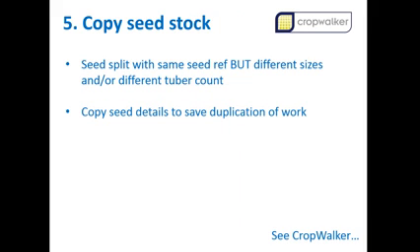So that's operator qualifications. I think the final new feature that I want to look at before I move on to reports and bug fixes is the copy seed stock function, that new button in the seed stock screen. This is useful if you need to enter seed splits that have the same seed reference but, for example, different sizes and a different tuber count if you're working with potato seed. And what it does is it just copies all the seed details across, and you can then edit what you need to, hopefully saving you time and duplication.